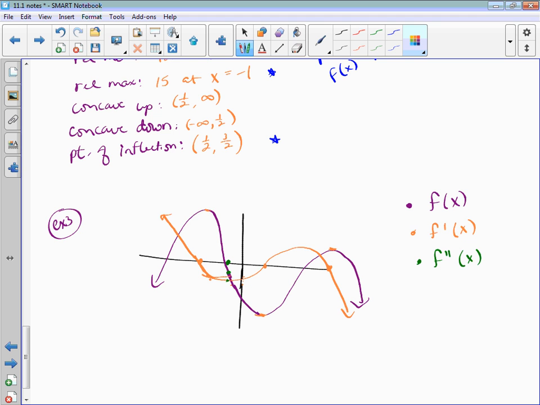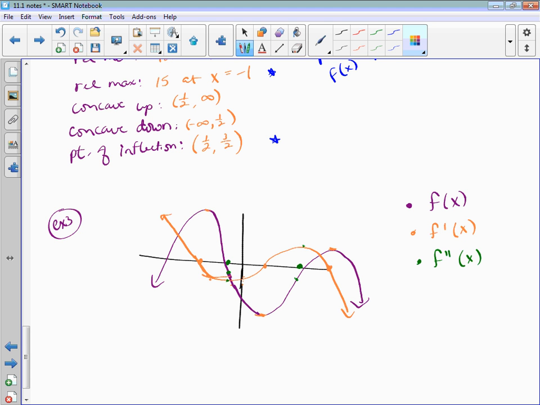Okay? You can look at the maximum of the orange one, which is going to be the same as where the purple one changes from concave up to concave down. That is where my second derivative is equal to 0. Okay? And again, I don't care if you use the increasing, decreasing of the orange or the concave up, concave down of the purple. You should be aware of both of them.